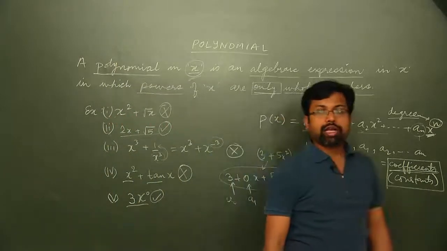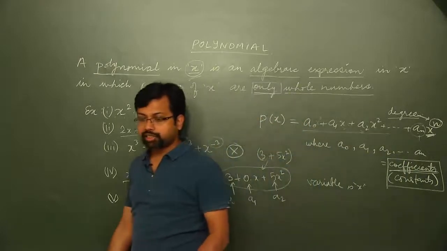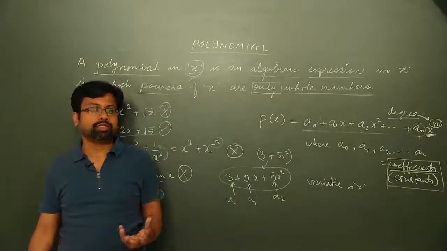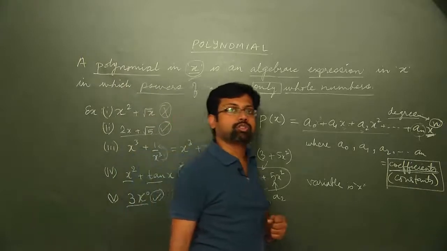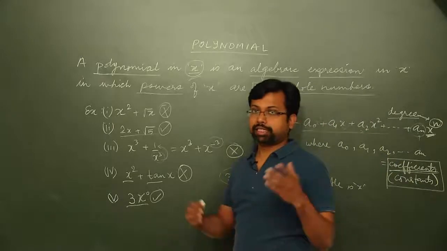So now let's take a deeper look at what this number 3 is, and what would you classify 0 as? Since 3, as I said, is a constant polynomial, does 0 also qualify as a constant polynomial? Let's have a look.